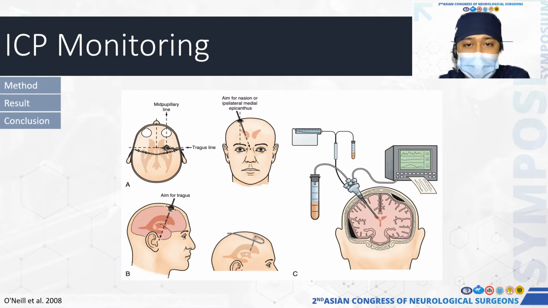Here we can see a simple diagram of the ICP monitor procedure, and the picture on the right side shows that the standard ICP monitor should comprise a transducer to the monitor, so we can see the ICP waveform and evaluate the ICP continuously rather than just seeing the amount of ICP intermittently. Then we can also drain the CSF to the reservoir, and take the CSF as a sample for further evaluation.